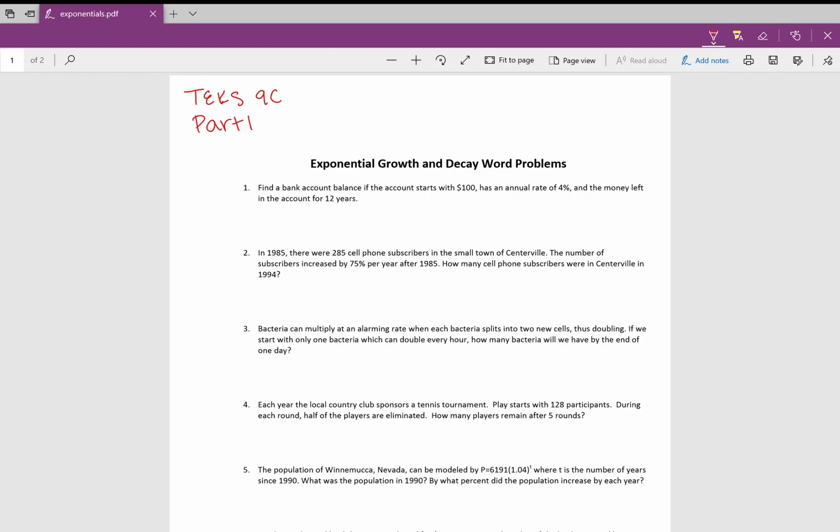Before we get started, I want to remind you guys of those formulas that we learned yesterday. So remember, for growth, it was y equals a(1 plus b)^x. Decay was y equals a(1 minus b)^x. And then our constant, which is y equals ab^x.